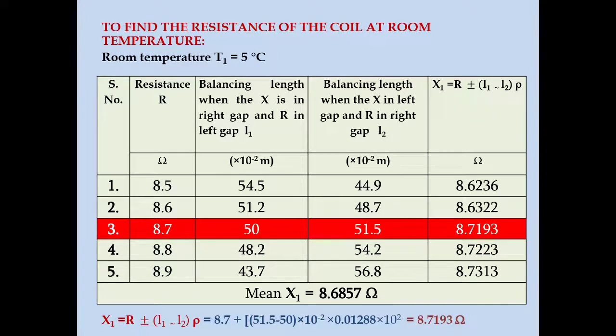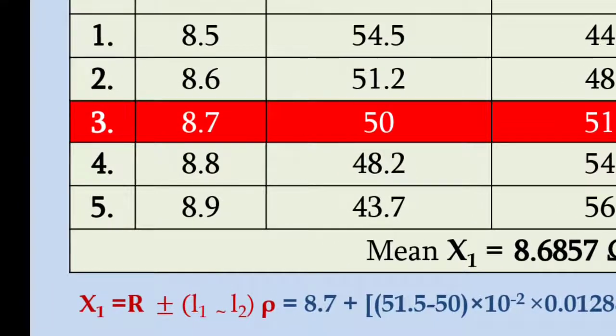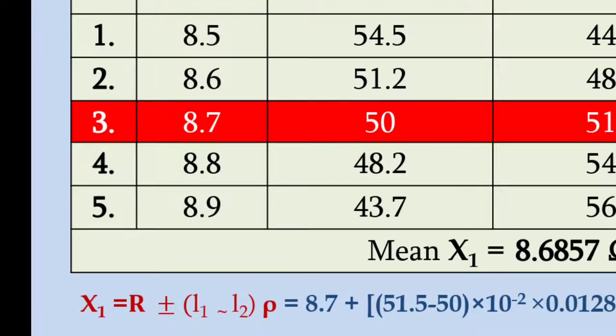Okay, how to calculate this x1? The resistance at ice temperature is taken as x1. How to calculate it? The formula goes like this: x1 equal to r plus or minus L1 difference L2 into rho. We always have a doubt whether to take plus or minus. For the middle value, you have to take plus.